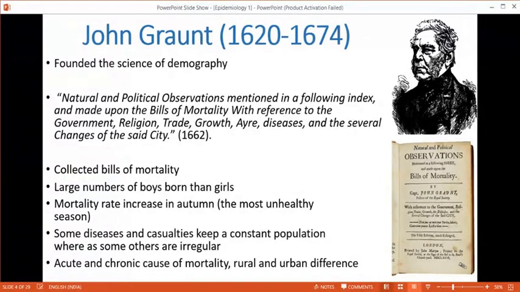And some diseases and casualties keep a constant population, whereas some others are irregular. Irregular is when there is an epidemic, like cholera and typhoid, where the deaths will increase, and then there will be some time when the deaths are low. There were also acute and chronic causes of mortality. In some cases the disease had lasted a long time before the death, and in others the disease was short, they just got the disease and death happened immediately. He also found the rural and urban difference in mortality rate. Rural mortality was less and people had a longer life than in the urban areas in some cases.